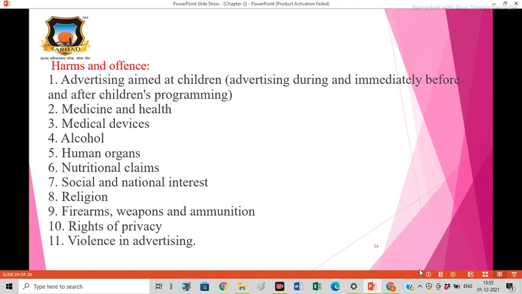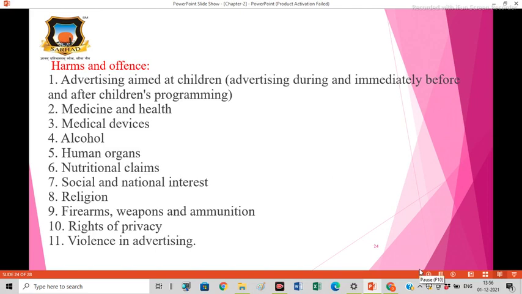Tenth, the right of privacy. The Electronic Media Monitoring Center of the Ministry of Information and Broadcasting, Government of India, has made self-regulatory guidelines applicable to broadcasting service providers to protect the privacy of an individual.